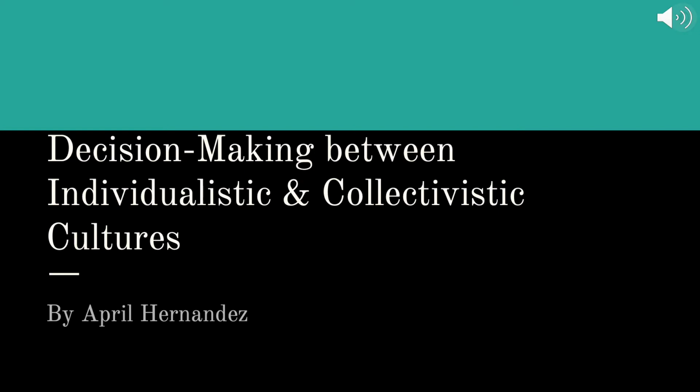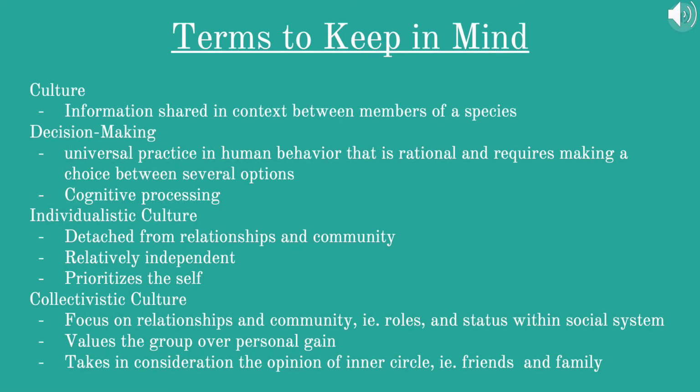Today, I want to discuss with you about decision making between individualistic and collectivistic cultures. To begin, what is culture? Culture is the information shared in context between members of a species, like parents, neighbors, and friends.